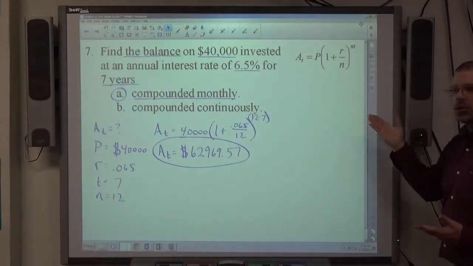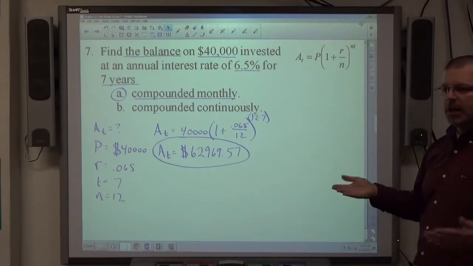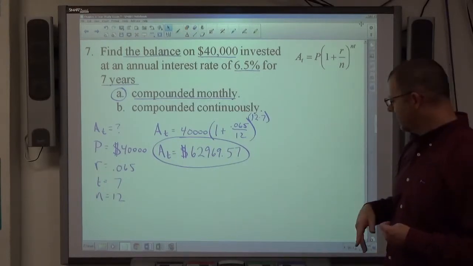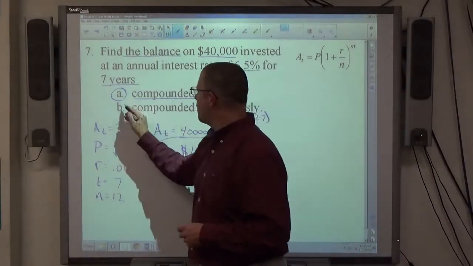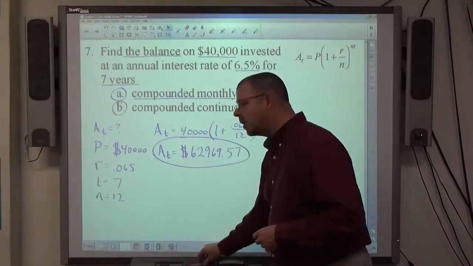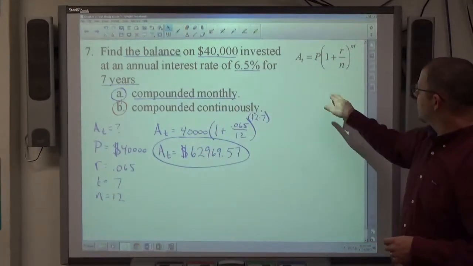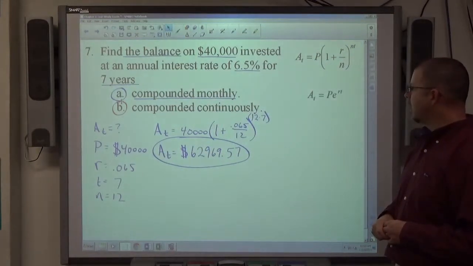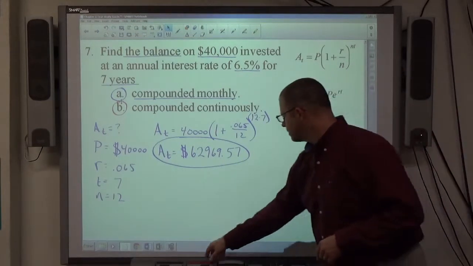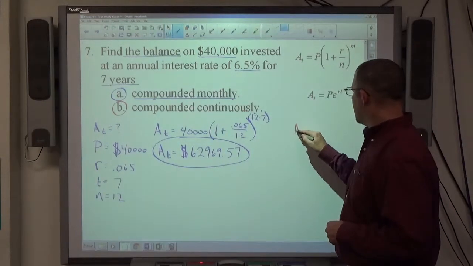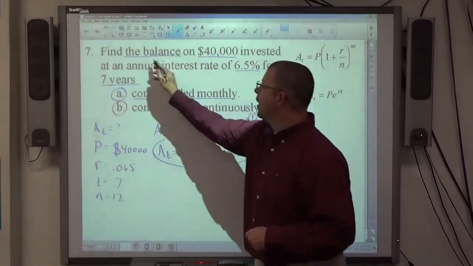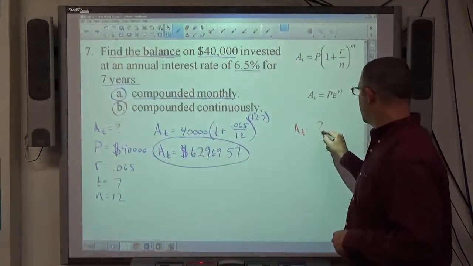Again, use the right formula. You have the formula bank there, know how to use it, know what formula to use. For part B, we're compounding continuously. Now we're going to go to the continuously compounding interest formula, which is A sub t equals P e to the RT. So once again, A sub t is the balance, which is what we're trying to find. So we don't know that.